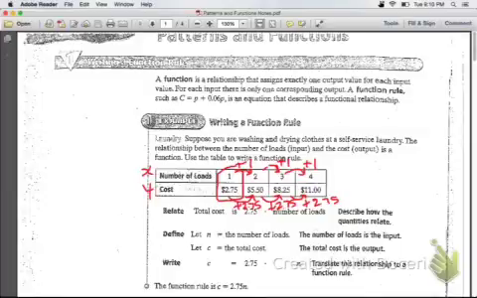So let n equal the number of loads, c is the total cost, and then we write c is equal to 2.75n. So our function rule is right here. And you could try it out to make sure. 2 times 2.75, and you get 5.50. 3 times 2.75, and you get 8.25, and so on.